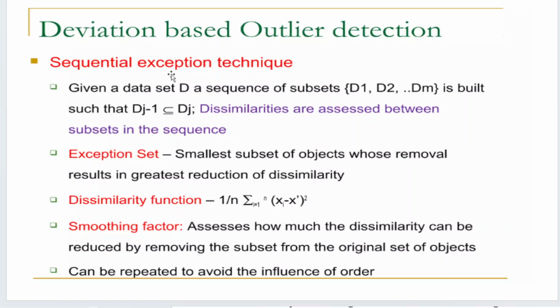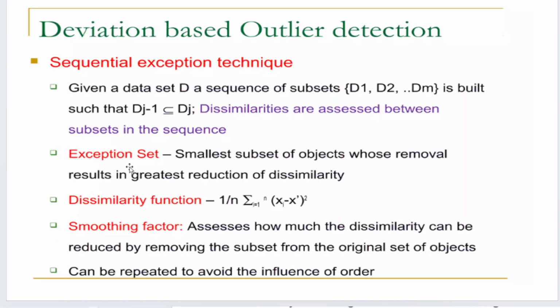So what is the sequential exceptional technique here? Given a data set D as a sequence of subsets, like D1, D2 and so on till Dm, which is built such that Dj-1 is a subset of Dj. Dissimilarities are assessed between the subsets in the sequence.